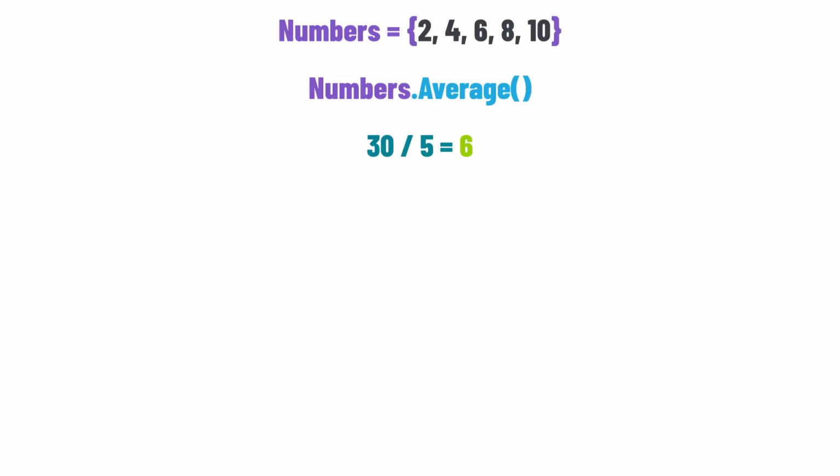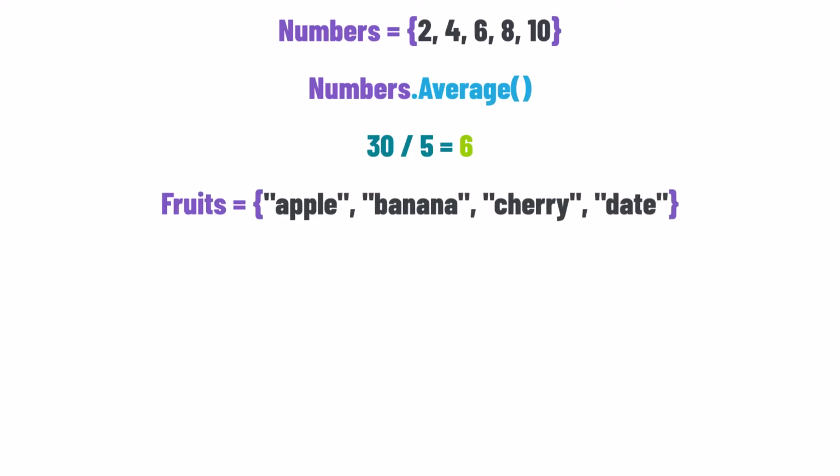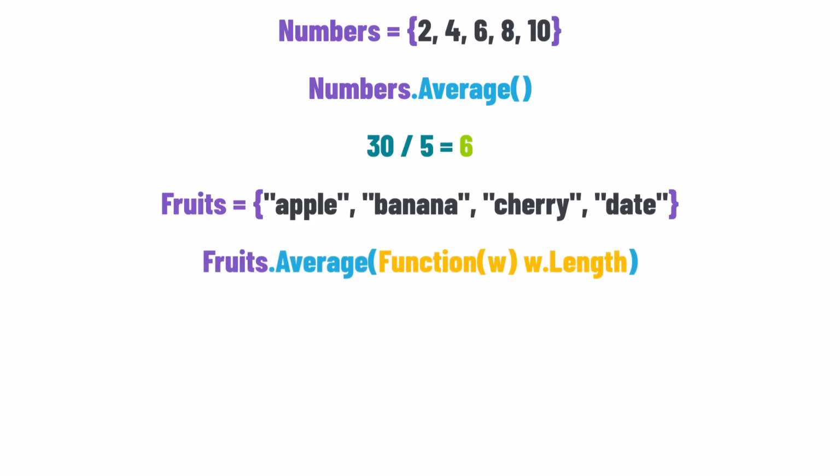Let's explore another example. In this intermediate example, we have a list of strings representing different types of fruit. Each fruit name has a length, and we might be curious about the average length of the names in our list. To find this, we use the average method with a lambda expression, that takes each word and returns its length. The average method then computes the mean of these lengths. It's a neat way to apply the method to a non-numeric data type by extracting a numeric property, in this case, the length of a string.